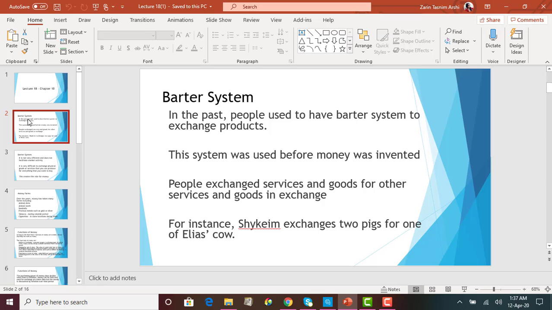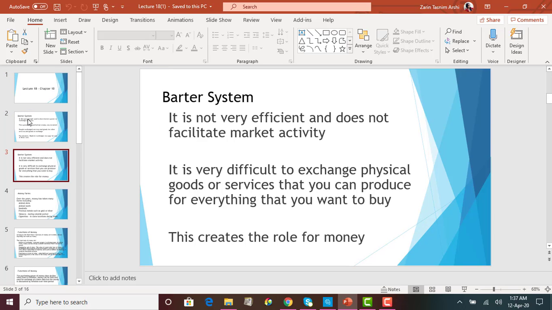Or let's say another example. Assume that Fernanda has 2 pigs and I have 1 cow, and right now Fernanda needs a cow because she needs to drink milk, so she will come and exchange her 2 pigs for 1 cow. Now this type of system is very primitive. It does not facilitate a market, and it's not very efficient at all. There's barely this type of system anymore in this society. You may see it in 1 or 2 rural areas, but it's very inefficient, and it does not facilitate market activity.